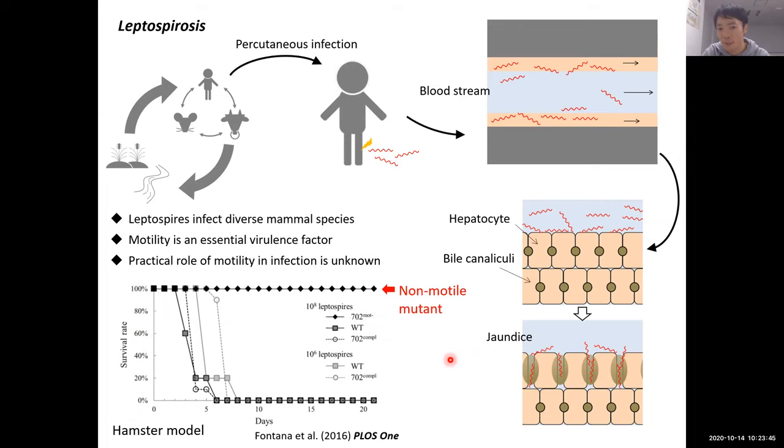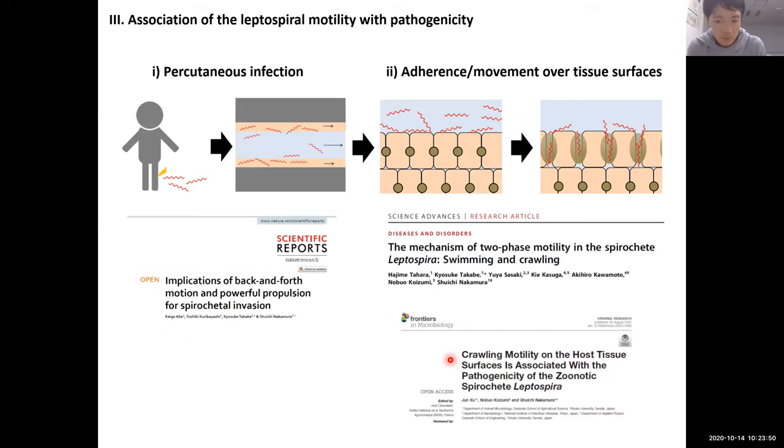So this is the main topic, the association of Leptospira motility with pathogenicity. I'd like to talk about two parts. First, pathogenic infection, and next, adherence and movement over tissue surfaces. So this is our related paper.